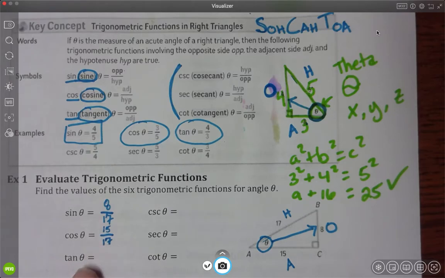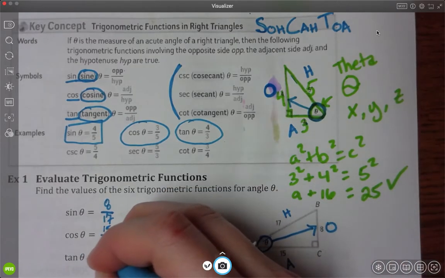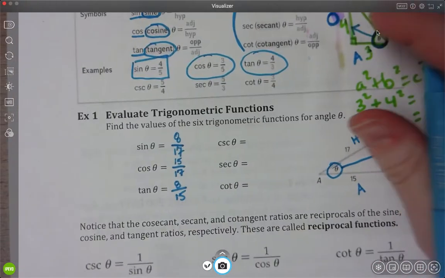And then tangent, the last one, is TOA. Tangent is opposite over adjacent. The opposite side is 8. The adjacent side is 15. Okay, and that's just how I write those fractions, just like that.